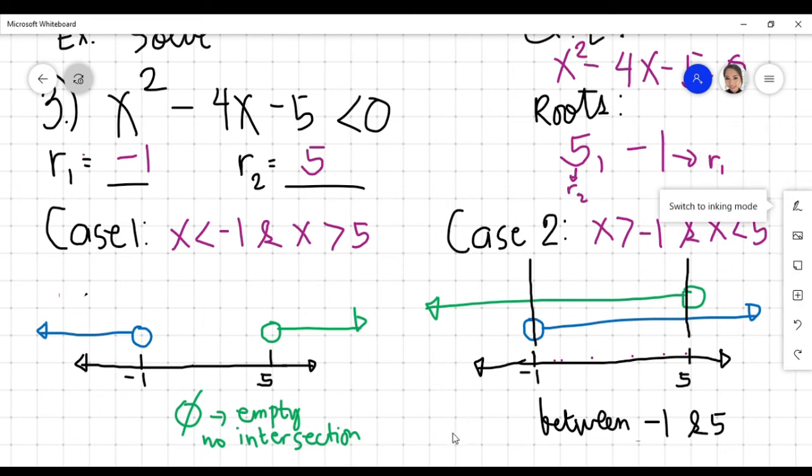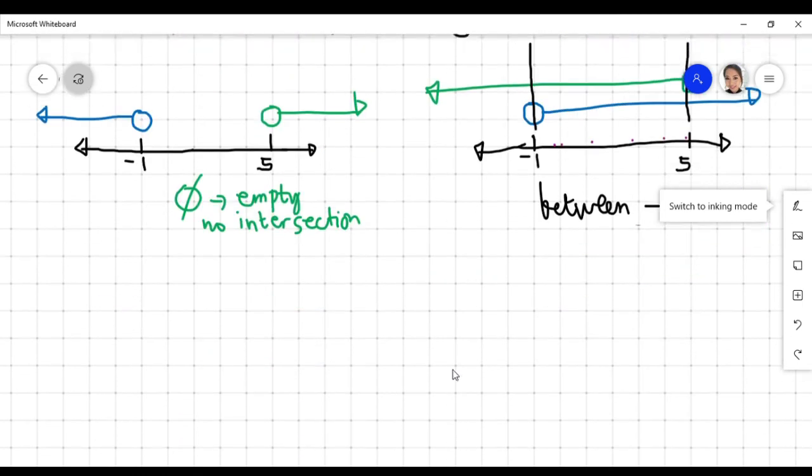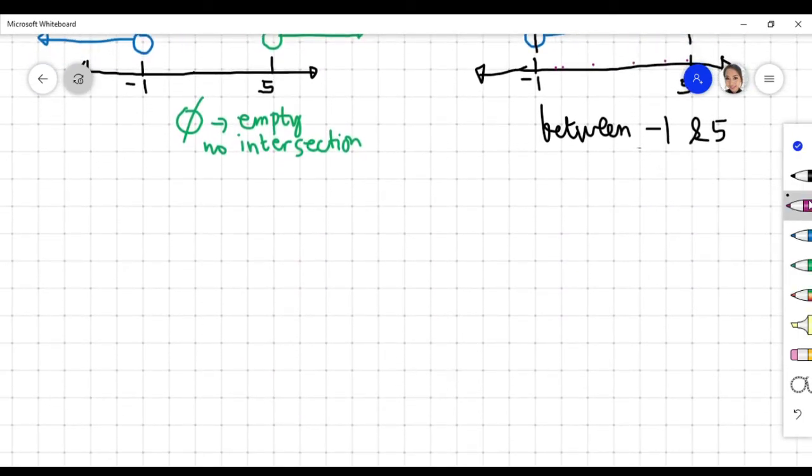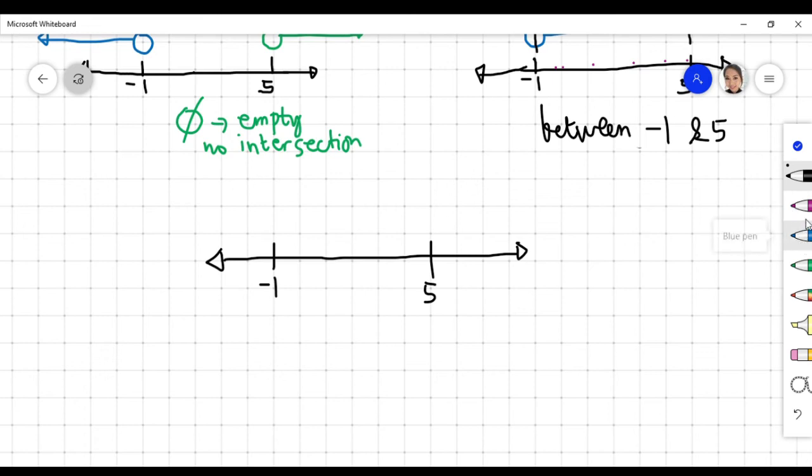So let's graph it on one number line. So graph the solutions on one number line. So this is negative 1. And this would be our positive 5. So 0, 1, 2, 3, 4, 5. Let's say this is 5. So the solution set graph would be this portion, right? So that is our graph.